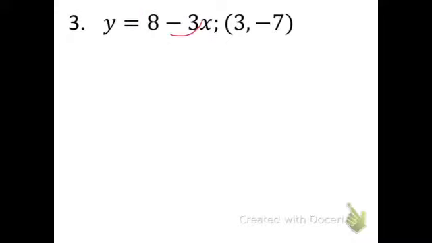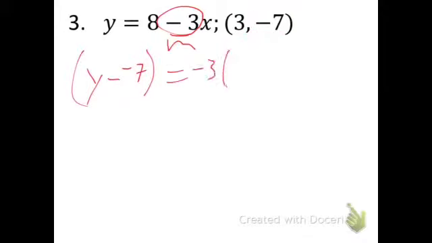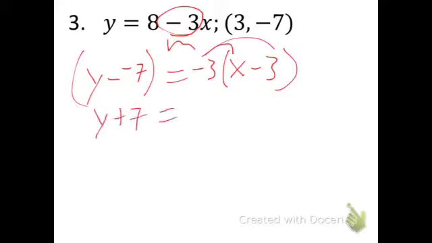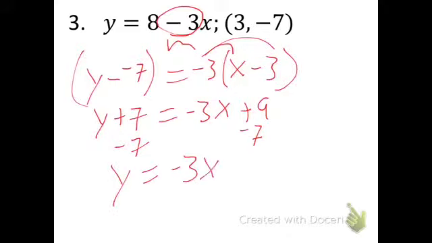Moving on to 3. This number that's right in front of the x, that's my m, that's my slope. And my points over here, I'm going to use those. y minus y1, that's the negative 7 there, equals negative 3 times x minus 3 from right there. And now I'm going to distribute the negative 3 and simplify my left side. I'm looking at y plus 7 equals negative 3x plus 9. Remember, negative times negative is positive. And now I'm going to subtract 7 from both sides. I'm looking at y equals negative 3x plus 2.